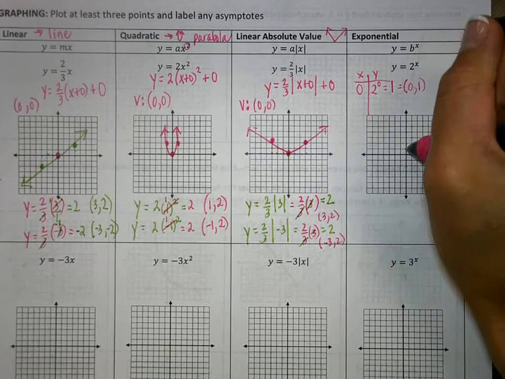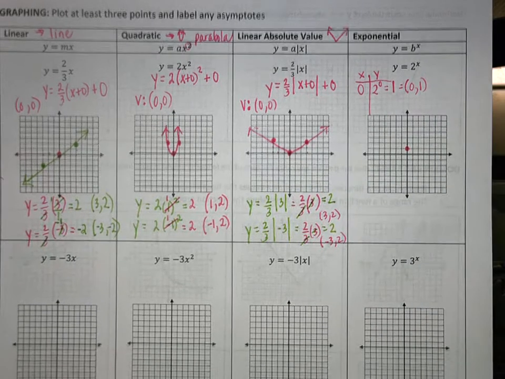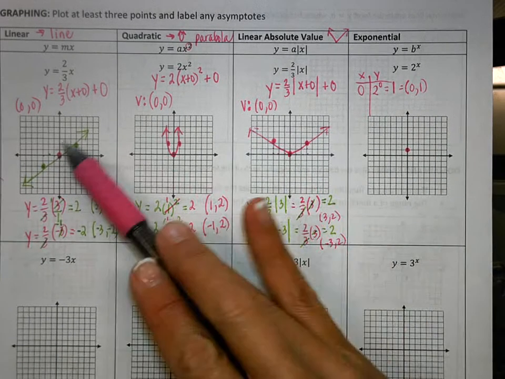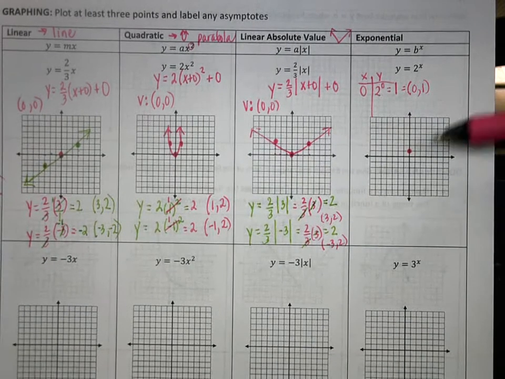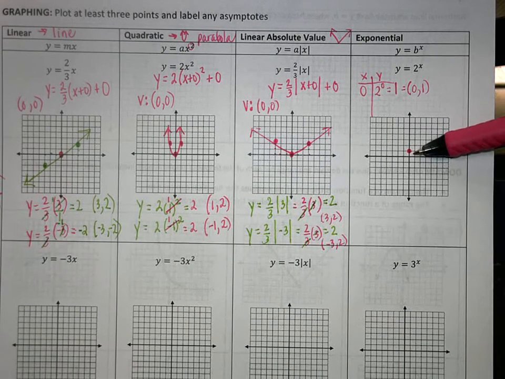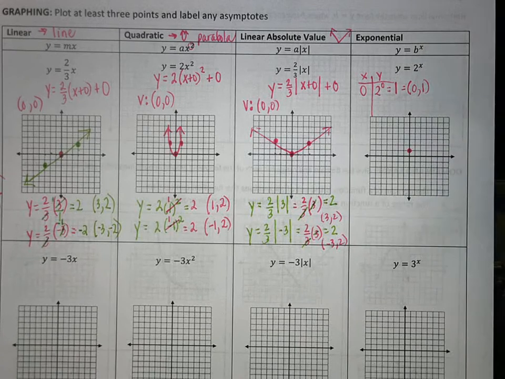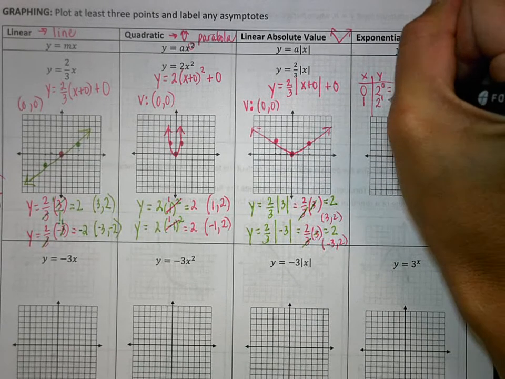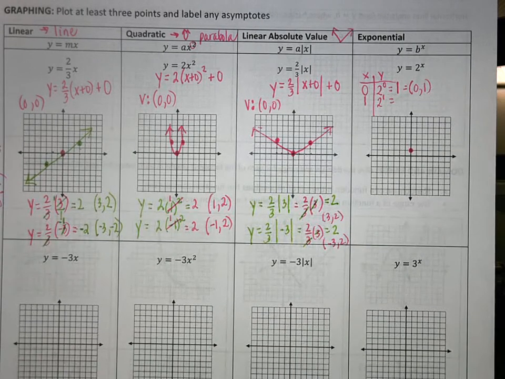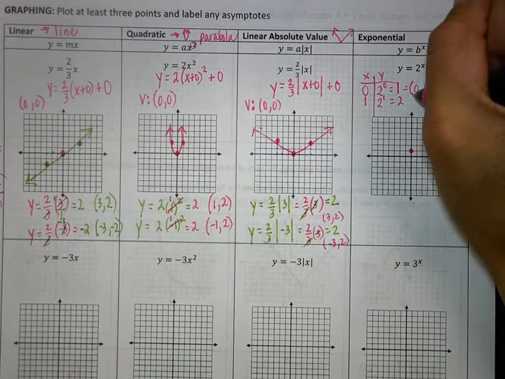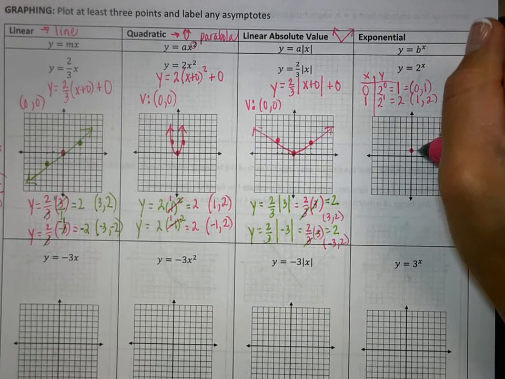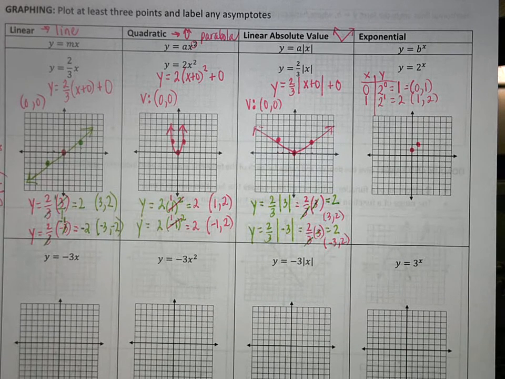So for all of our other parent graphs, the starting point was at 0, 0. On exponential graphs, your starting point is always at 0, 1. Okay, so now we're going to plug in a couple more values. So let's plug in 1. What does 2 to the first power equal? 2. So this ordered pair is 1, 2. So we go right 1, up 2, make our point. Okay, what other values should I choose?